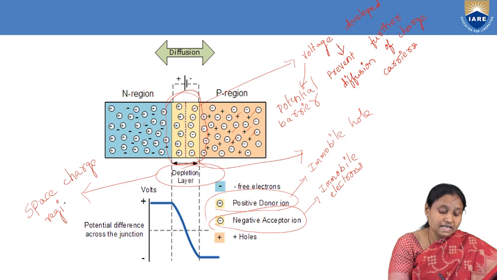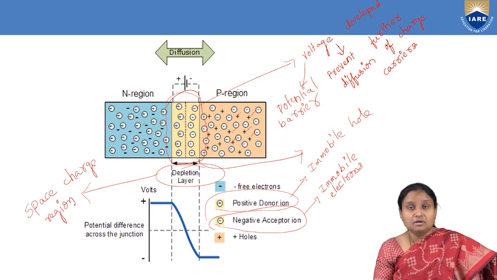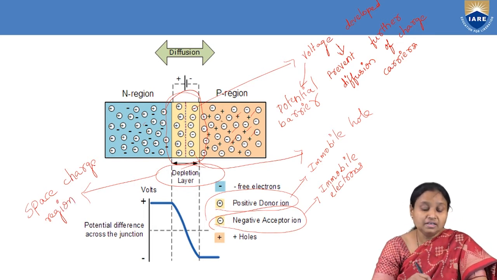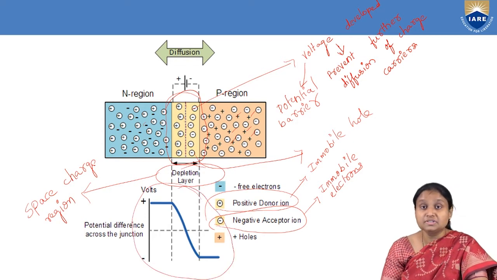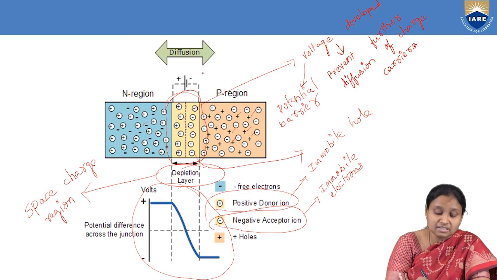So it is also called the space charge region. In this depletion layer, we have a lot of immobile charge carriers. As you can see in this figure, it shows the potential difference which is developed across the junction. This potential difference is going to stop further diffusion of charge carriers.